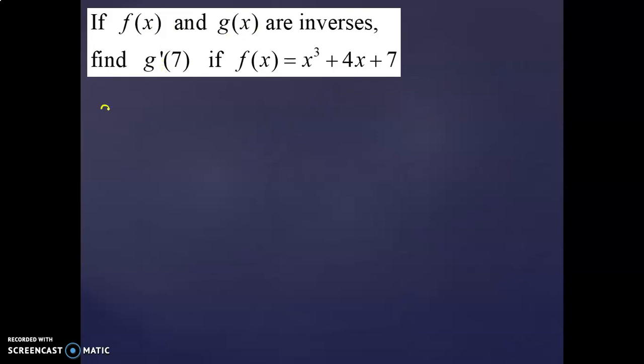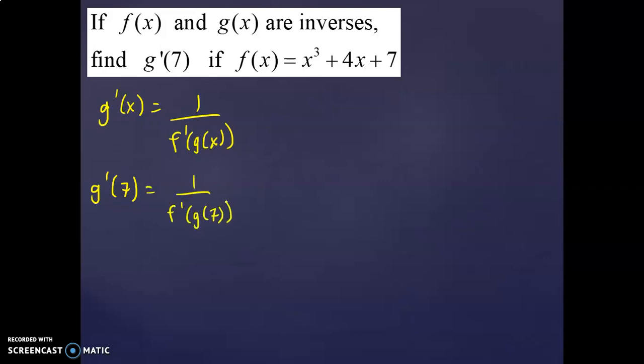So I'm going to start out with my formula again. G prime of x is 1 over f prime of g of x, as long as f and g are inverses. So I'm going to need an equation for f prime, and I'm going to need to know what g of 7 is, because I'm going to do 1 over f prime of g of 7. So f prime of x would be 3x squared plus 4. I'll use that later on.